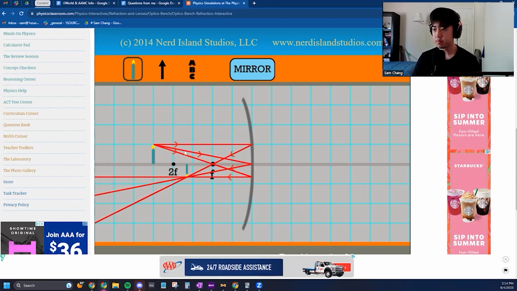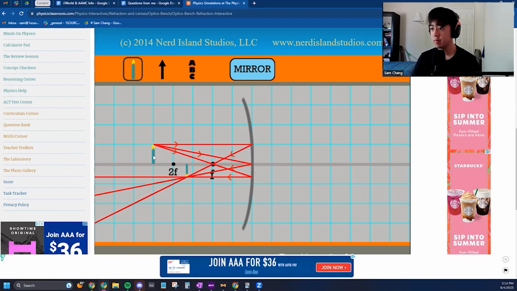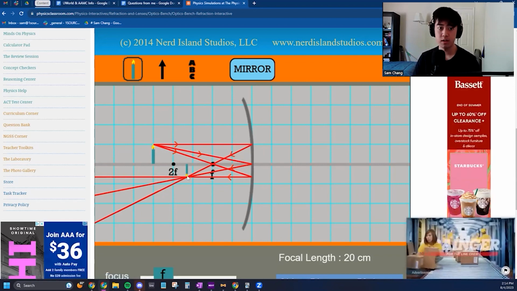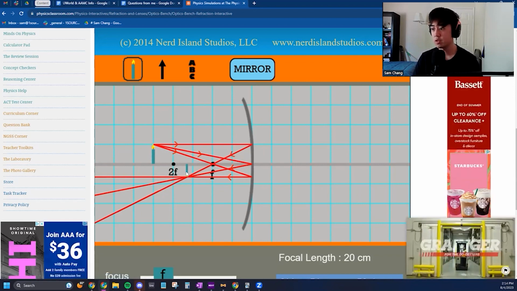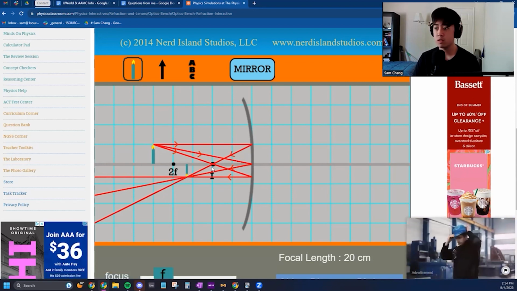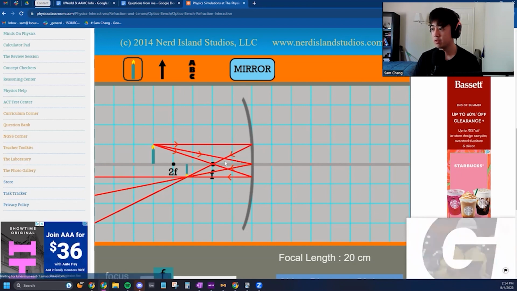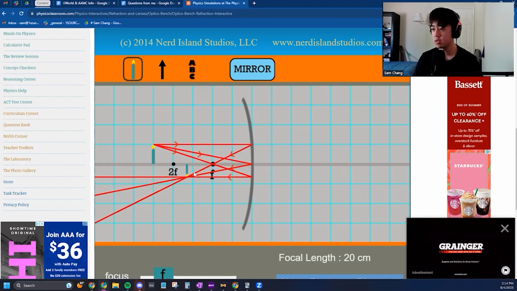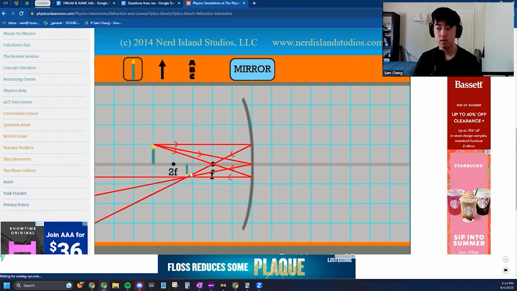Here, the object is in this very leftmost region that's behind both the focal point and the center point. And you can see that according to the mnemonic, the image should be smaller, inverted, and real. The image, where all the light rays converge, is a smaller image, because all of the light rays that you draw according to the ray tracing rules converge at this point.